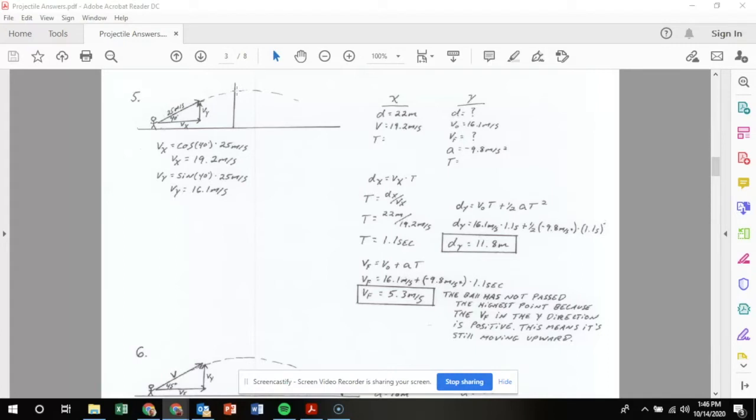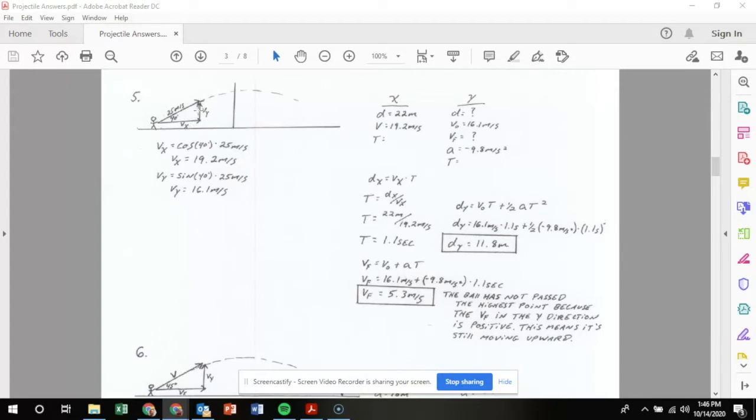And what are the horizontal and vertical components of the ball's velocity when it strikes the wall? And finally, we want to know, has the ball passed the highest point in its trajectory when it hits the wall? We'll be able to answer that once we find the velocity components when it gets to the wall itself.